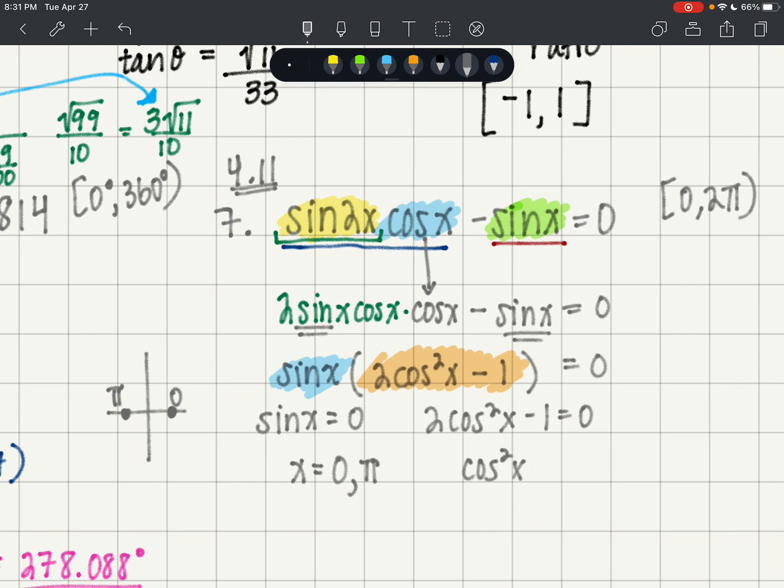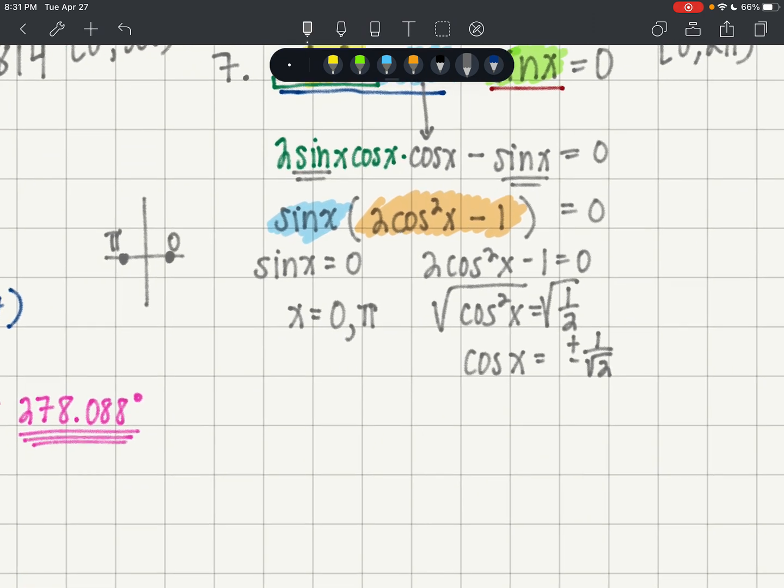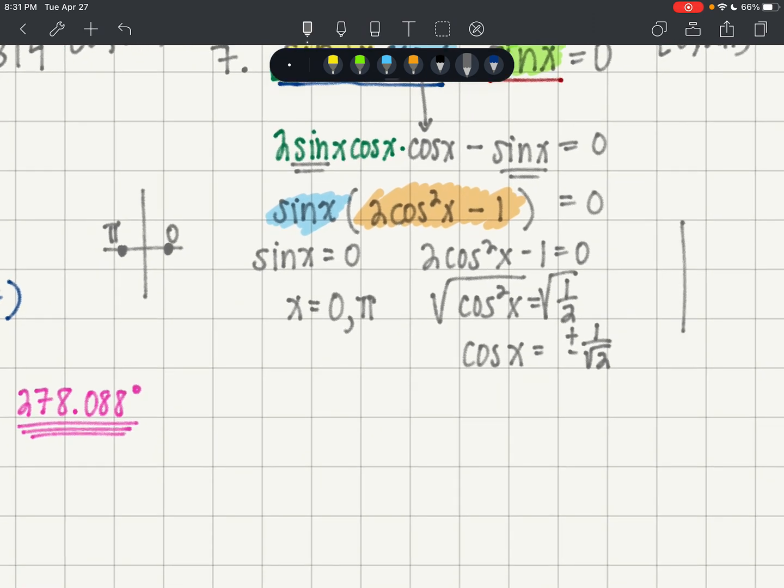Here, cosine squared of x equals 1 over 2. Square root both sides, and I get plus or minus when I square root both sides. The square root of 1 is 1, and the square root of 2 is the square root of 2. Well, that's my pi over 4 angles. So I've got 1 over the square root of 2 for the x value of my ordered pair, because the cosine of an angle is equal to the x value on the unit circle.